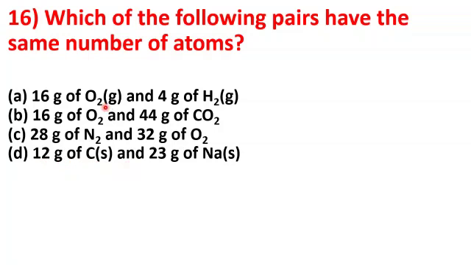Here you have to look into 1 atomic mass unit. So option A, 16 gram of O2 is equal to 1 atomic mass unit and 4 gram of H2 is not equal to 1 atomic mass unit.